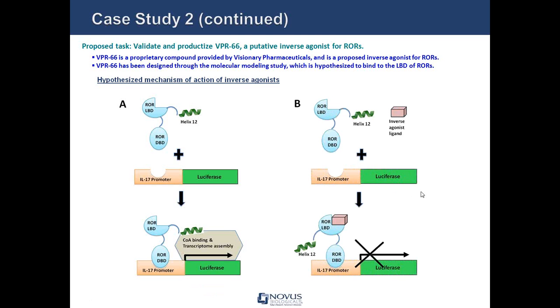In the presence of ligands, like an inverse agonist ligand, the ROR gamma or gamma T protein still recognizes the promoter region. However, the inverse agonist binding to the ROR ligand binding domain causes a conformation change of this ROR protein, and then helix 12 no longer functions correctly, inhibiting the protein expression.